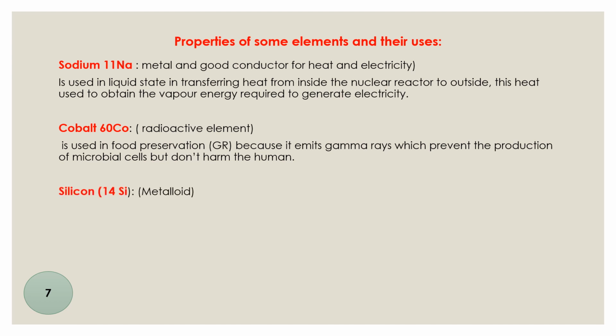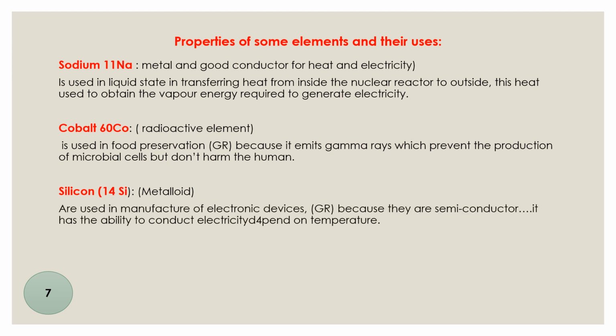Next, silicon 14 is a metalloid. Silicon is used for what? It is used in manufacture of electronic devices. Why? Because it is a semiconductor of electricity, and it has the ability to conduct electricity at lower temperature.